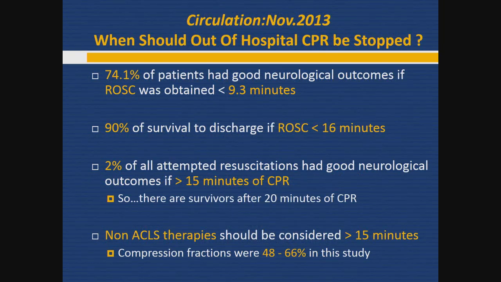So when should out-of-hospital cardiac arrest be stopped? 74% of patients in the Circulation study obtained ROSC within 9.3 minutes, with 90% survival to discharge if ROSC was obtained within 15 minutes. 2% of all resuscitations did occur after 15 minutes of CPR. So there are actually survivors who can be attained after 20 minutes. After 15 minutes or more, non-ACLS recommendations are considered, and realize that in this study the compression fractions were between 48 and 66%, which is significantly lower than what you would optimally like to have.